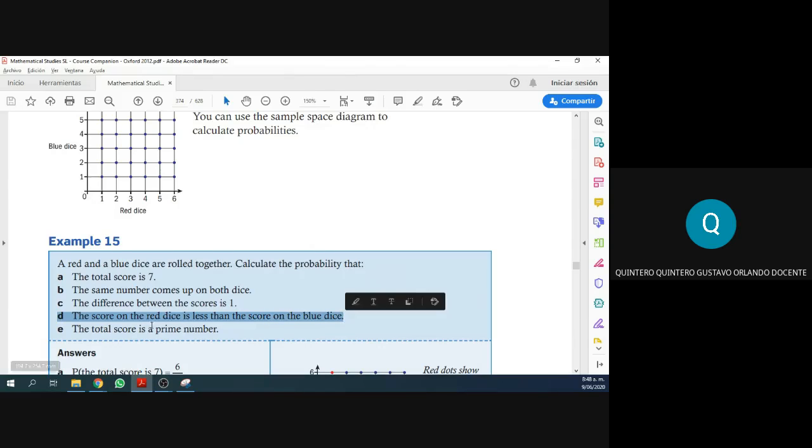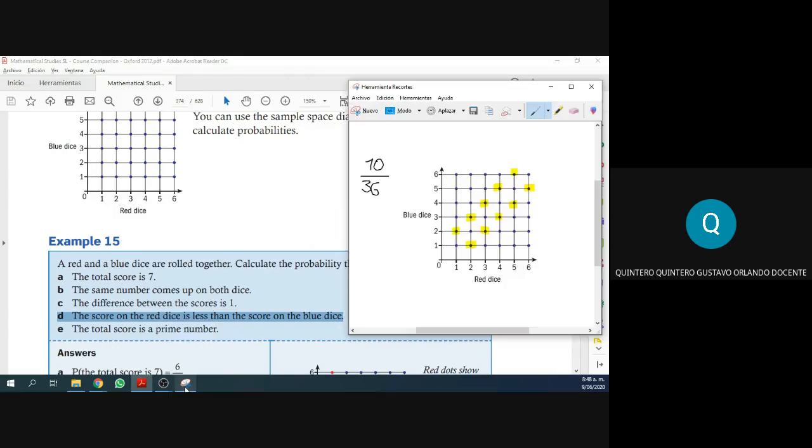The score on the red dice is less than the score on the blue dice. Ooh, this one is going to take longer. All right, we know it's going to be over 36, because there are 36 possibilities, right? And we are looking for the score on the red dice, these ones, to be less than the score on the blue dice.